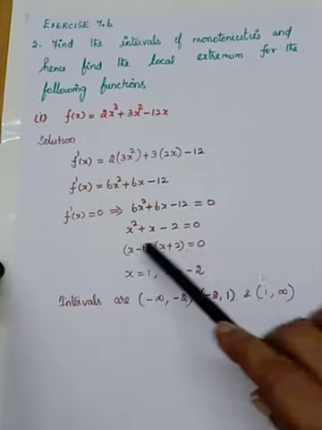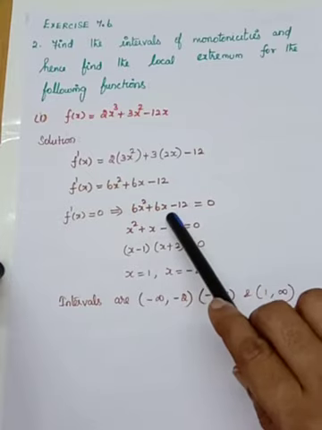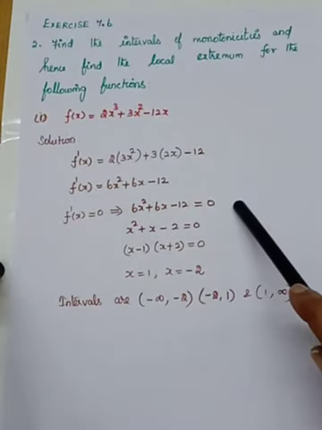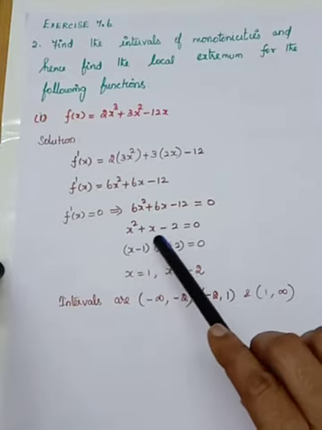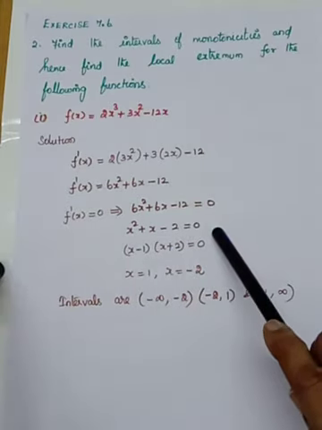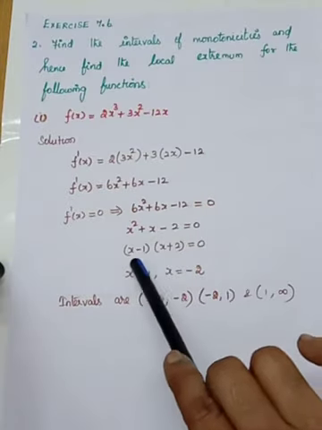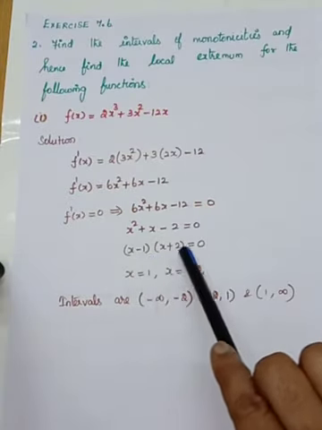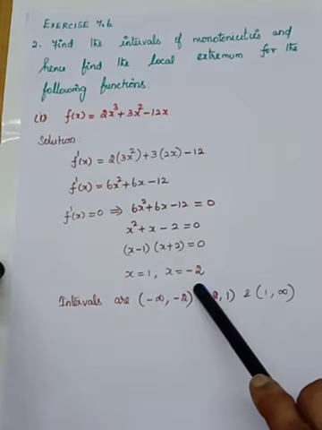So what's the second step? f dash of x is equal to 0. So 6x squared plus 6x minus 12 is equal to 0. When it is divided by 6, it is x squared plus x minus 2 is equal to 0. Just factorize this quadratic equation. So you will have x minus 1, x plus 2 is equal to 0. You are getting x is equal to 1 and x is equal to minus 2.